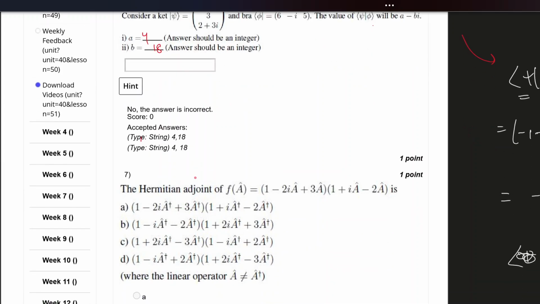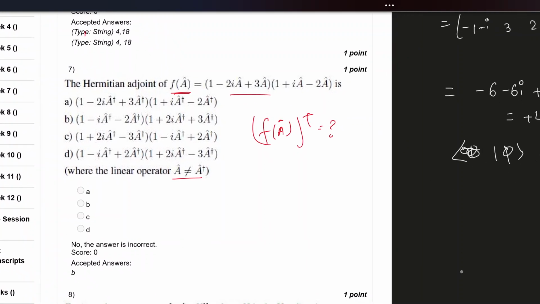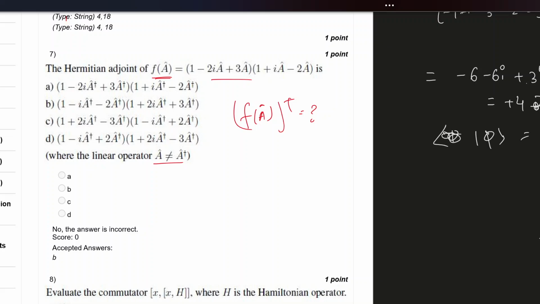Now question number 7 is: the Hermitian adjoint of f of A is what? So basically the linear operator A is not equal to A dagger, then you have to find out what the Hermitian adjoint of this operator f of A is. That means what is f of A whole dagger, right? So let us write this expression very carefully. Let us choose this page only because I'll forget this expression. You can take a fresh page in your copy and solve this with me.